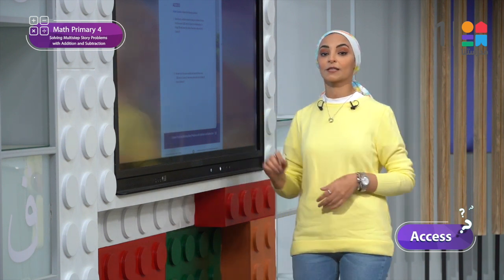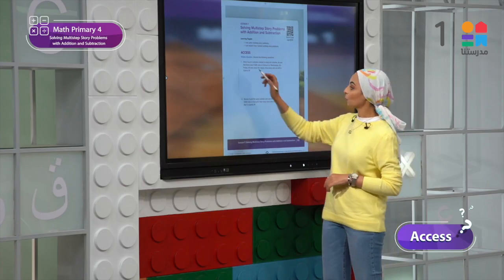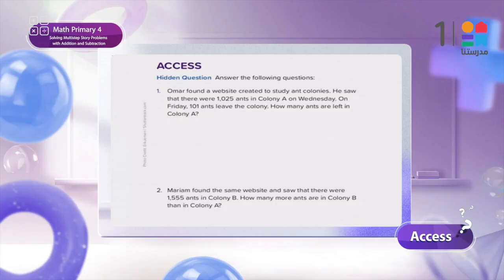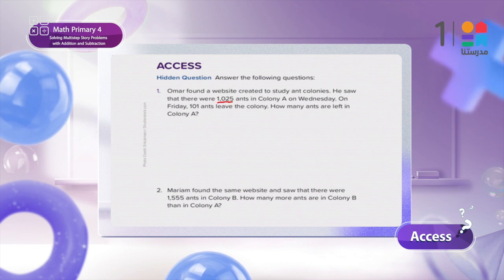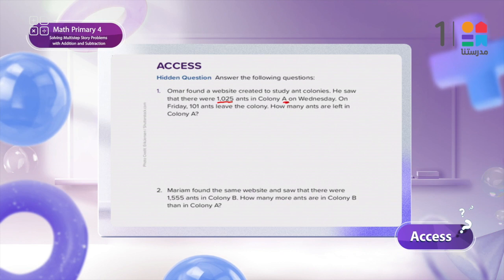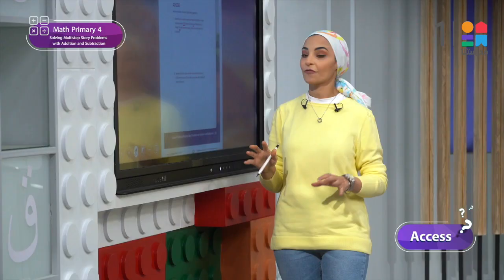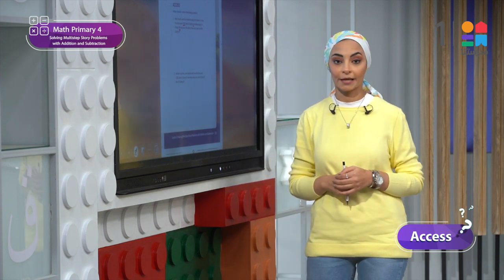First, let's read the two problems and extract the information from them. Problem number 1. Omar found a website created to study ant colonies. He saw that there were 1,025 ants in colony A on Wednesday. On Friday, 101 ants leave the colony. How many ants are left in colony A? What does he want to know? He wants to know how many ants are left in colony A.